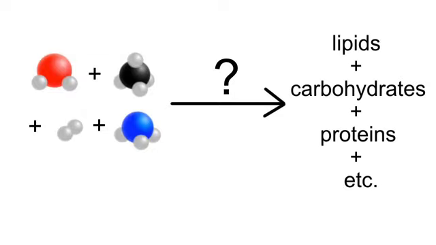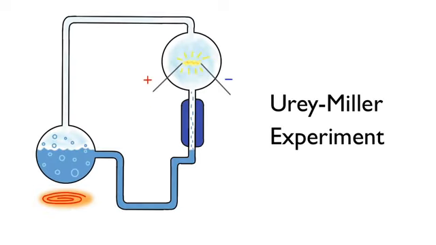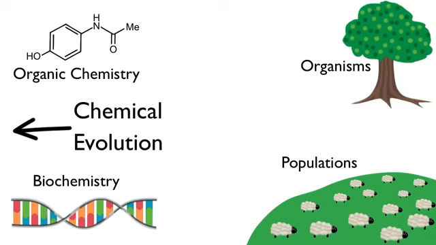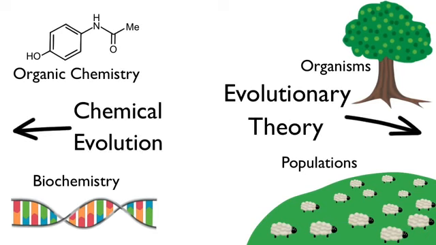If this sounds interesting, I highly recommend looking up something called the Urey-Miller experiment. But chemical evolution is more of a biochemistry and organic chemistry thing, and evolutionary theory focuses mostly on biology at the scale of organisms and populations.